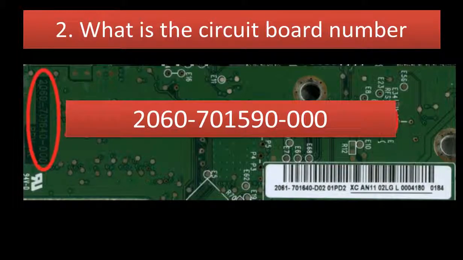What is the circuit board number? The circuit board number is the circuit board ID number. As long as this number is the same, the boards are the same in hardware. For this circuit board, the number on the board reads as 2060-701640-000. The number on the sticker reads as 2061-701640. You may ignore the rest.